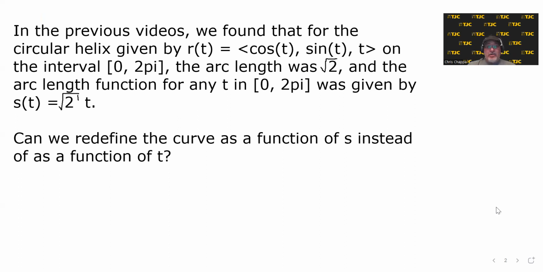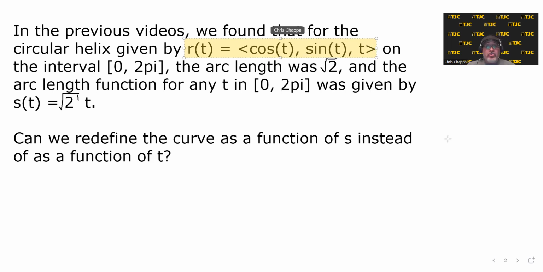But can we redefine the curve as a function of s instead of a function of t? So in other words, in the parametrization of the curve, which I'm about to highlight because it's kind of hiding in there, this tells us where I am after a certain time. Give me the value of t, I'll tell you where I am on the curve. Can we redefine it so it reads r of s so that it tells us where we are after we've traveled a certain distance? In other words, can we take out the t and replace it with something with an s?